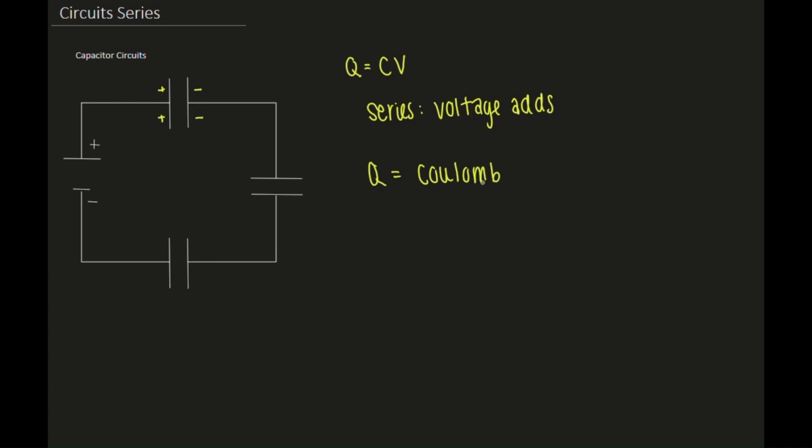And I want you to think of, what does that unit mean? 1 Coulomb is equal to 6.2 times 10 to the 18 elementary charges. And what is an elementary charge? That is essentially 1 electron. So you can think of 1 Coulomb as 6.2 times 10 to the 18 electrons.